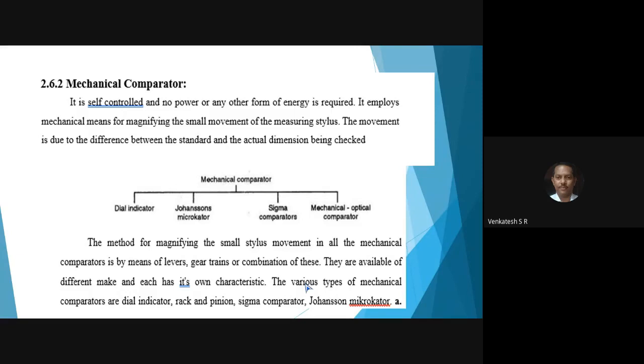Mechanical comparator is classified into 4 types. Dial indicator. So already you have seen the dial indicator. You have experiment using dial indicator, that is taper measurement and angle measurement. You have to use dial indicator.